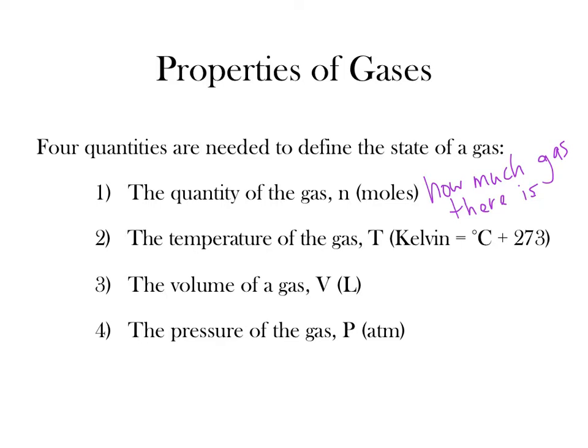Then we've got the temperature of gas. We need to be using Kelvin for all of these problems, which remember is degrees Celsius plus 273. Then we've got the volume of a gas, and that's going to need to be in liters. We'll talk about why later on. And then finally, the pressure of a gas in atmospheres. So let's talk about those more individually, starting with volume.